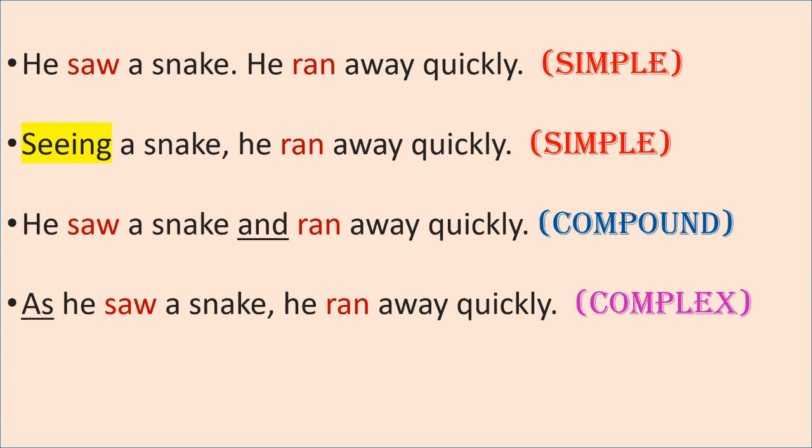He saw a snake. He ran away quickly. Seeing a snake, he ran away quickly. He saw a snake and ran away quickly. As he saw a snake, he ran away quickly.